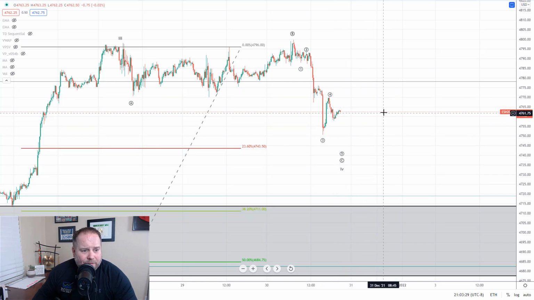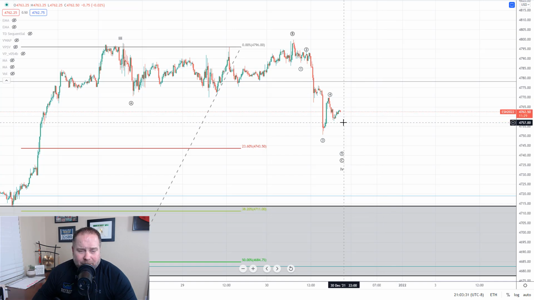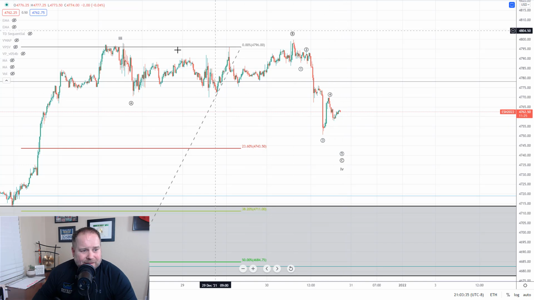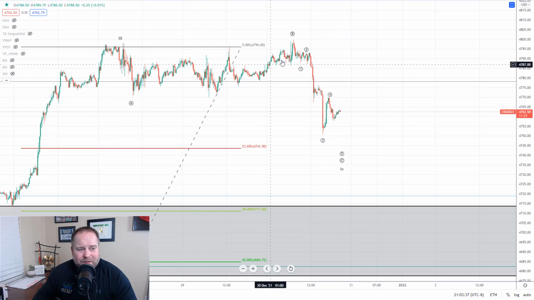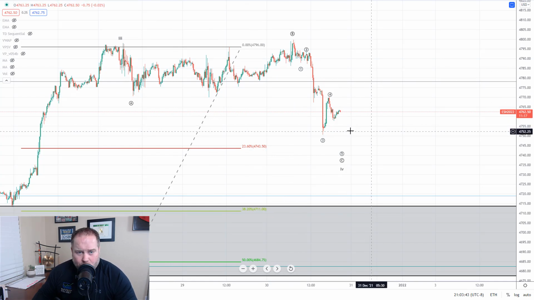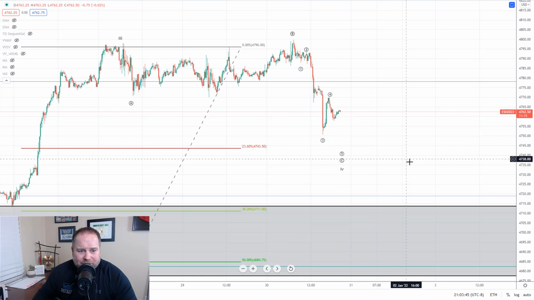Now, if the bears are taking control and the bears want to really move this down, which I don't see because this has all been corrective. This is a very corrective structure right here, which does not lead me to believe it's a bigger pullback. But if the bears do want to take control of this market, they need to push it through the pivot.